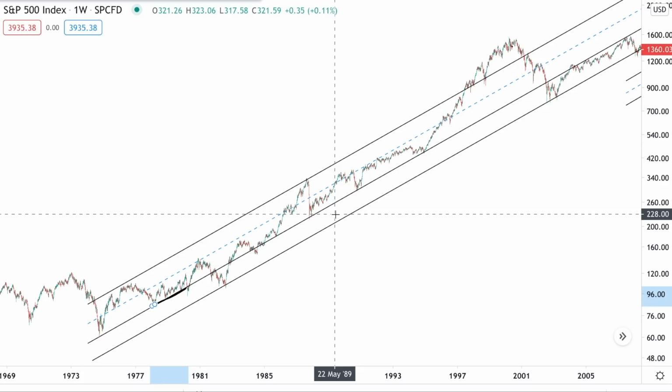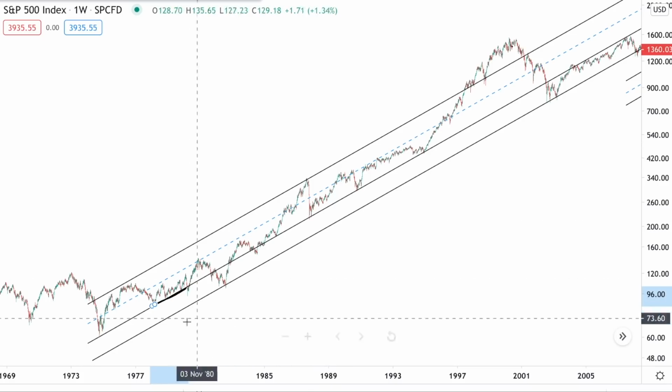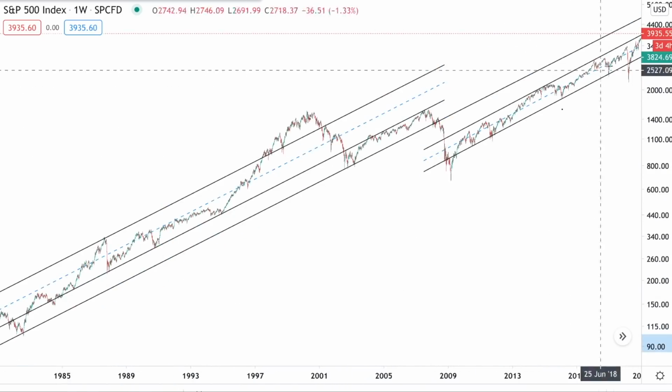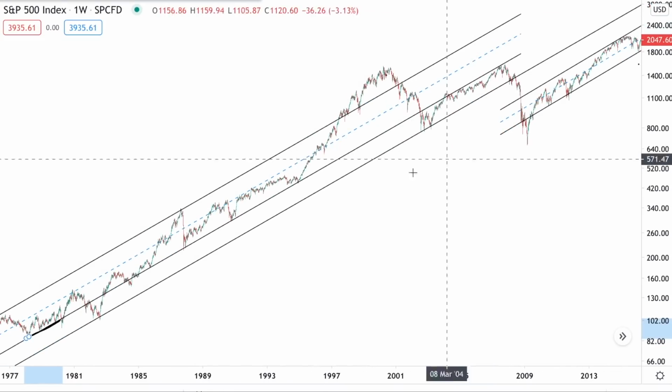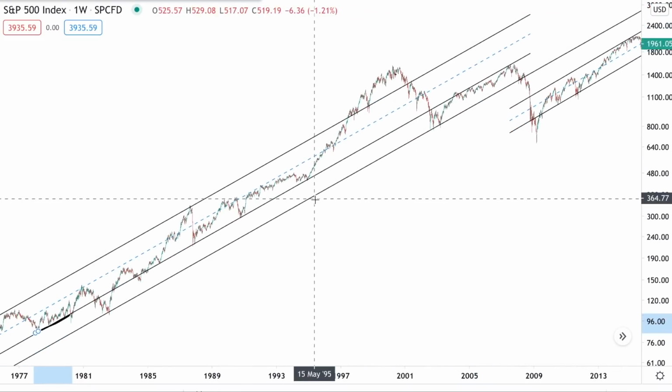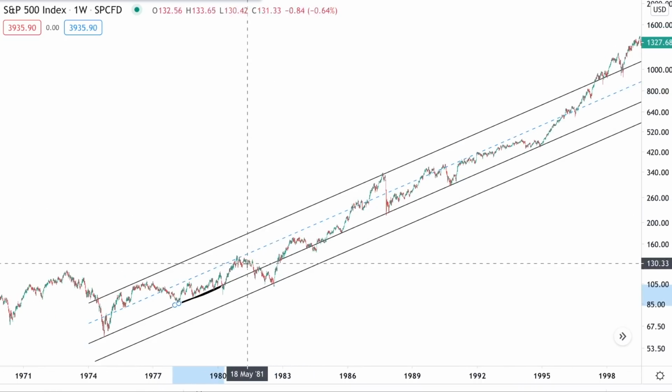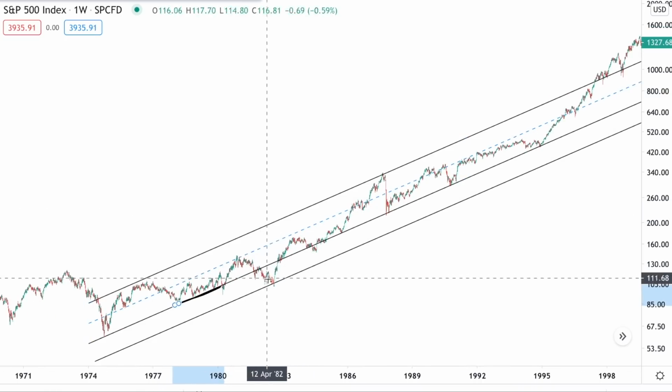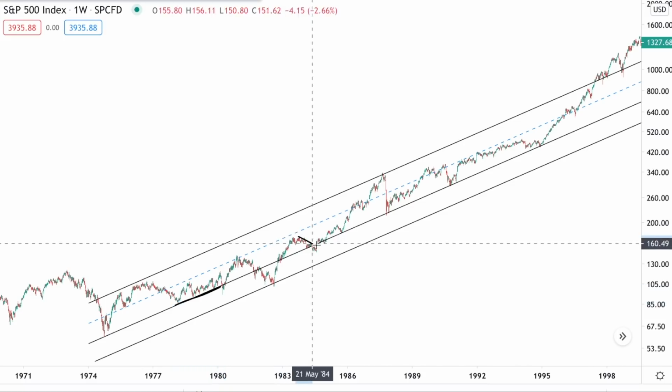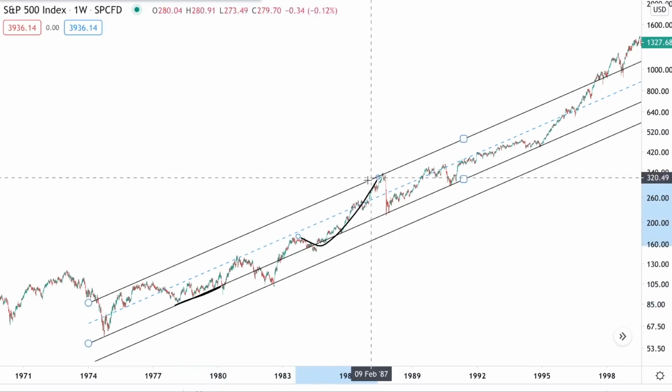So this is something we've been studying for the past few weeks, how well defined it is and how it's coming into play right now. So again, this is what we're going to be discussing in today's video. You can see we had a brief break back in 1982 right here. Then it popped back above, back tested, and ran all the way up in 1987.